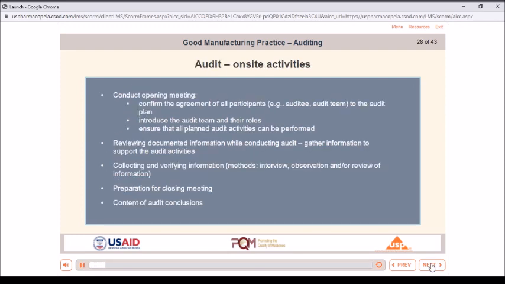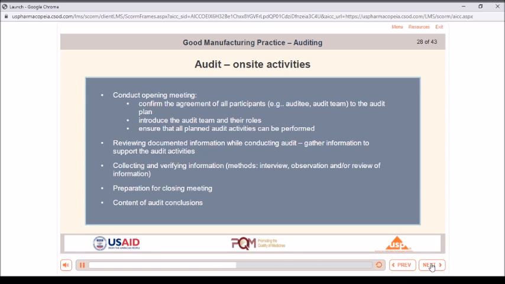Audit, on-site activities. Conduct opening meeting. Confirm the agreement of all participants, for example auditee and audit team, to the audit plan. Introduce the audit team and their roles. Ensure that all planned audit activities can be performed.